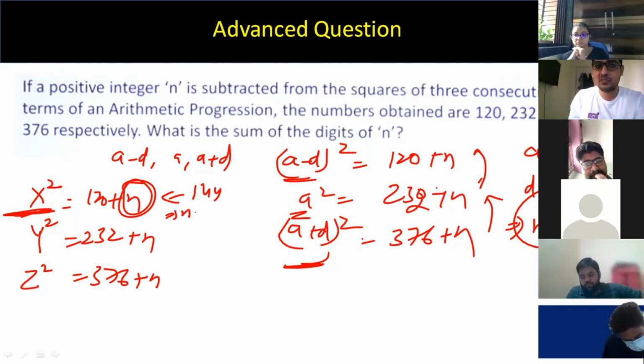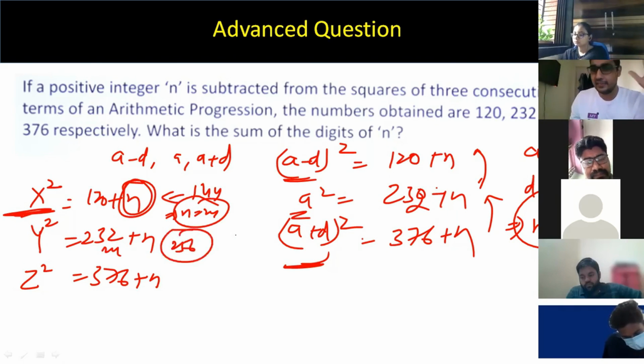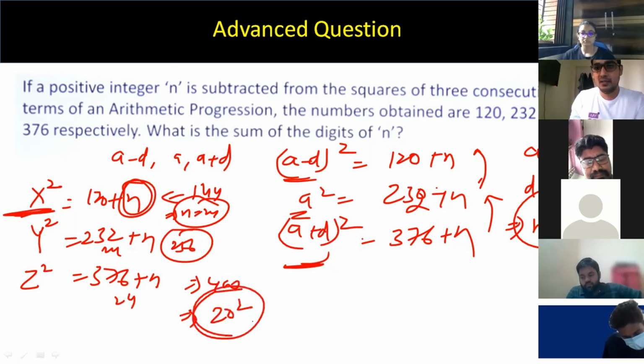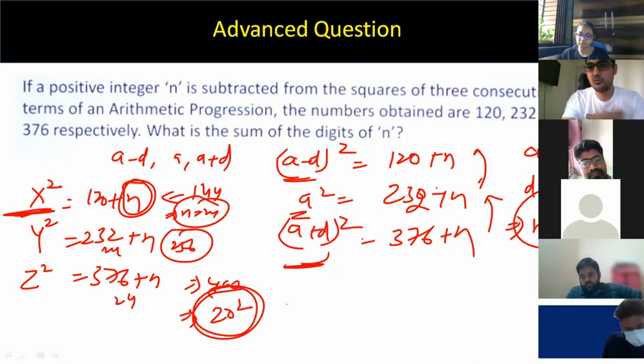For this I will take N equals to 24. I add 24 here too. This is 256, which is great, 16 square. Here also I add 24. This is 400, which is again great, 20 square. So directly I came to know that at N equals to 24, all the expressions are perfect squares, and I can check that they also come out in AP. So directly N is equal to 24 without having to solve the entire expression. And the sum is 6.